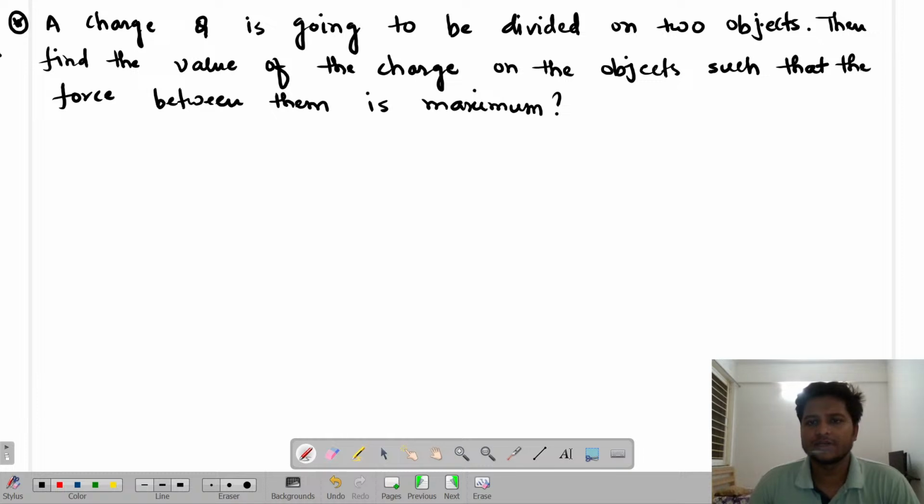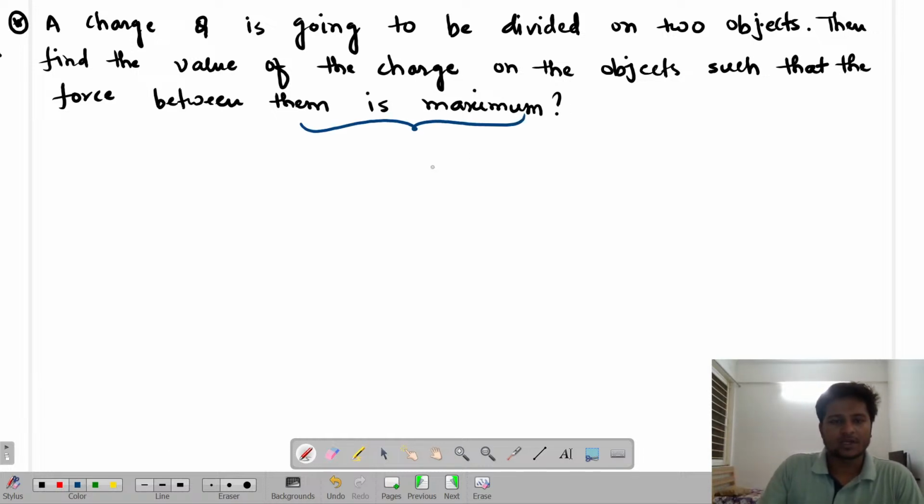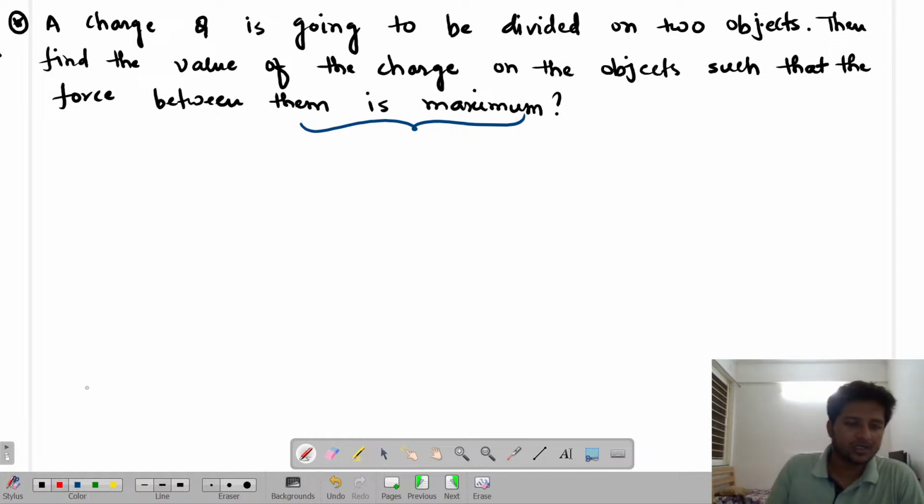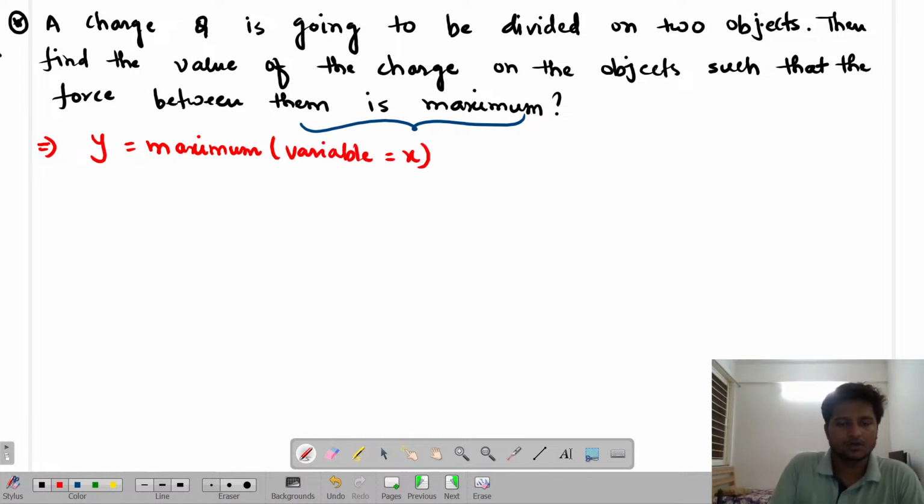A charge q is going to be divided on two objects. Then find the value of charge on the object such that the force between them is maximum. Let us understand. I have used the term maximum over here. Whenever a function is asked to be maximum, let's suppose I want my y to be maximum, which is dependent upon some variable x, then the first task is to find dy by dx and put it equal to 0.